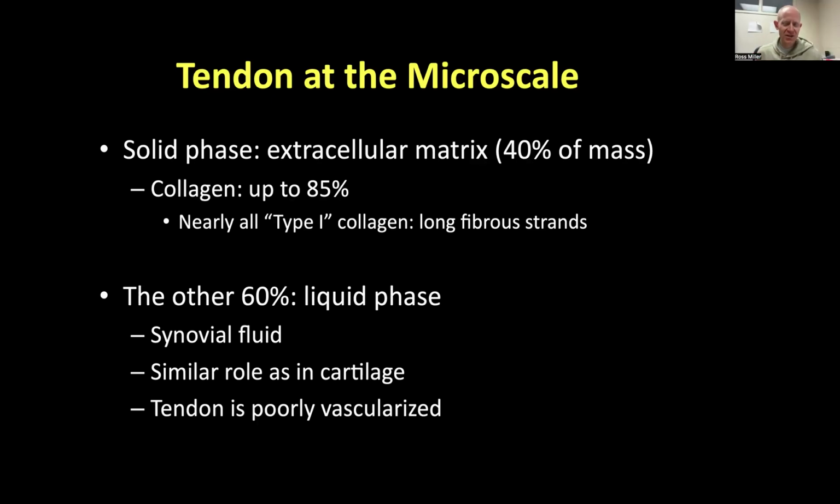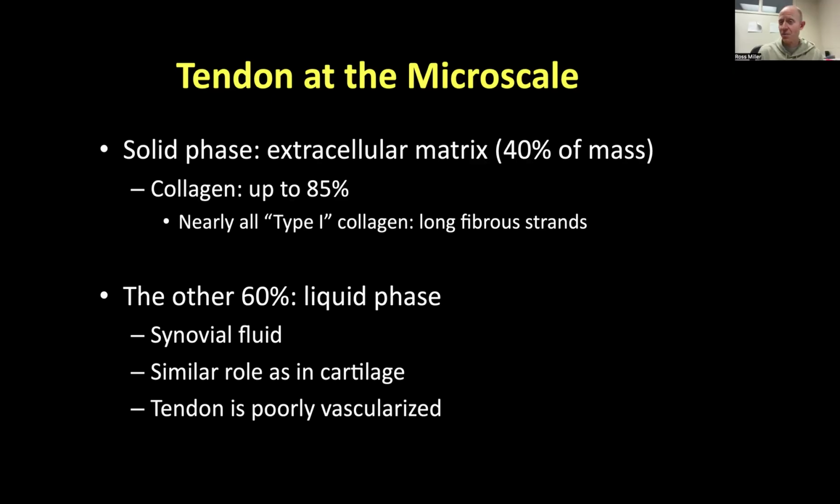Nearly all of that collagen, there's lots of different types of collagen. The different types are kind of beyond the scope of this biomechanics course. But nearly all of the collagen in tendon in particular is type 1 collagen, which is these long, fibrous strands of collagen. Okay, so that's in total about 40% of the mass of tendon at the microscale. The other 60% is the liquid phase.